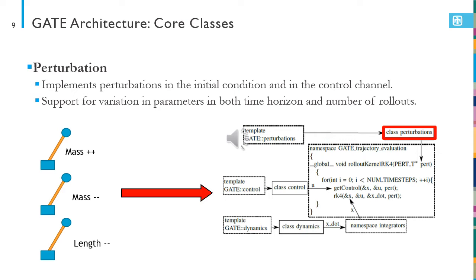The base class, perturbations, is provided to the user, which implements perturbations in the initial condition and control. The user then specializes the base class into the class perturbations, where the individual system parameters can be varied. Next, Rachel will go through some examples and implementation details of the GATE library.